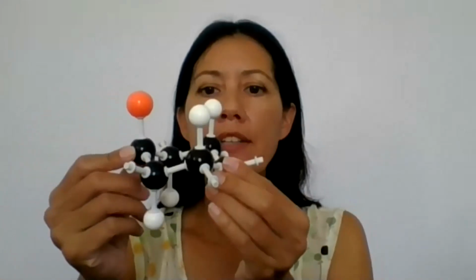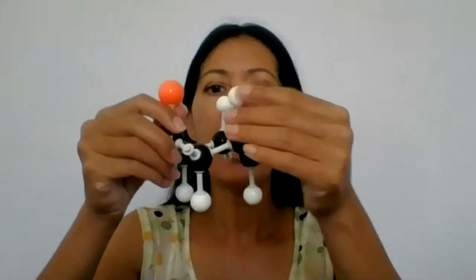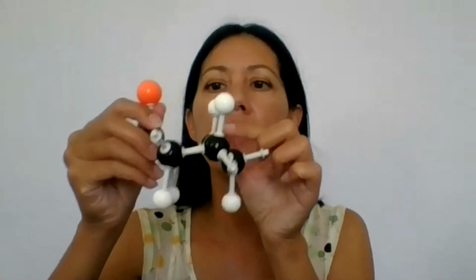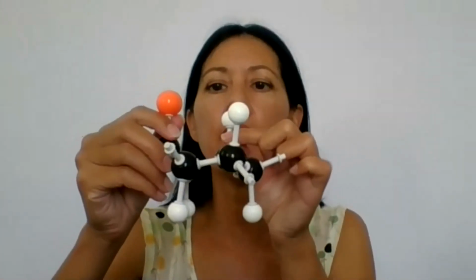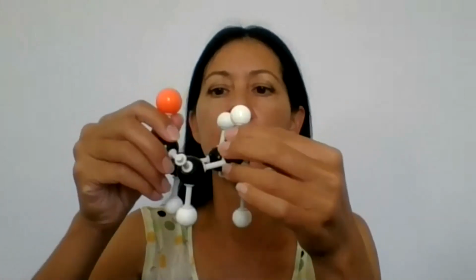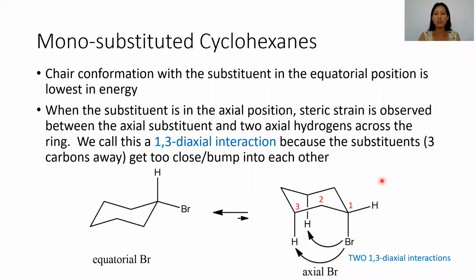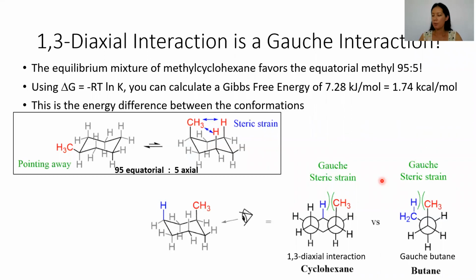The chair flip gives this bromine axial, and it's going to have repulsion with these guys. This is a 1,3 diaxial interaction, and this is a second 1,3 diaxial interaction. So this is going to cost you some money. We can talk about those numbers in a bit.